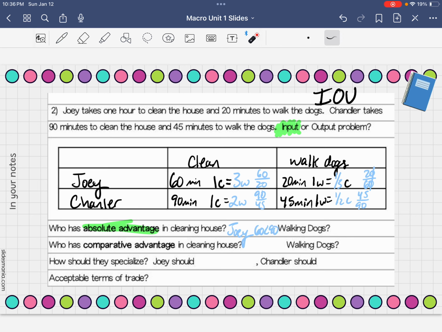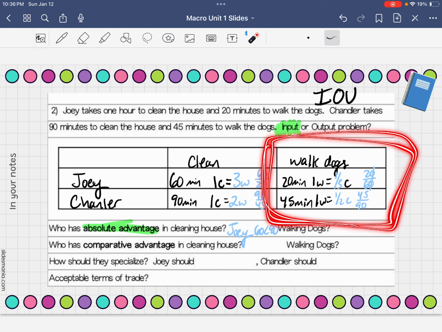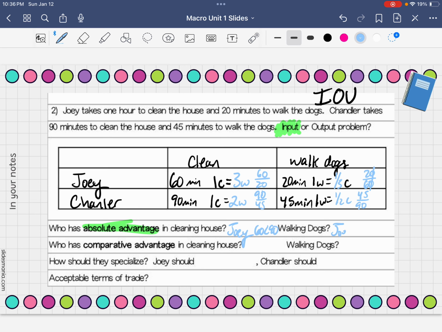What about walking the dogs? Let's go look at the dogs. Who has the absolute advantage? No math. Pretend I didn't do all that. It takes him 20 minutes. It takes him 45 minutes. Wow, he really sucks. Chandler's terrible at this. Looks like Joey again, because 20 minutes is less than 45 minutes.